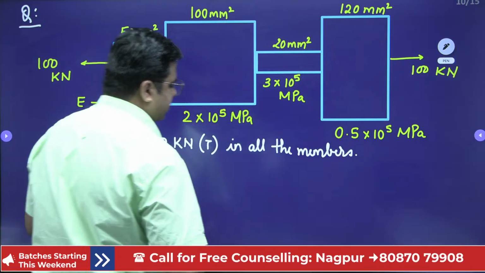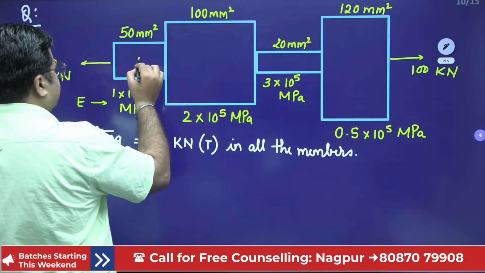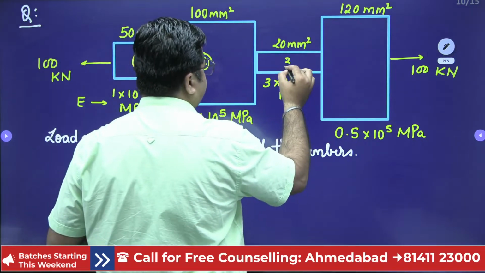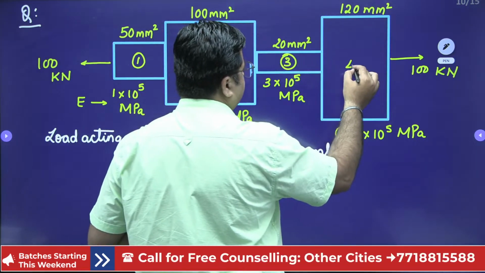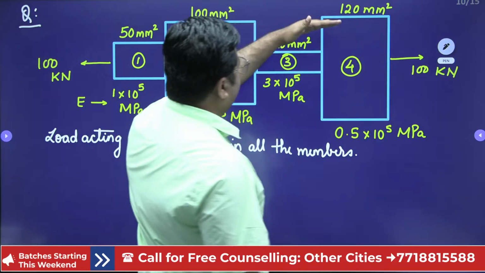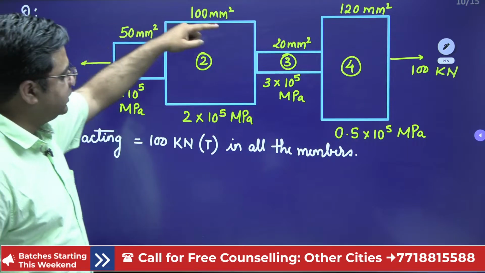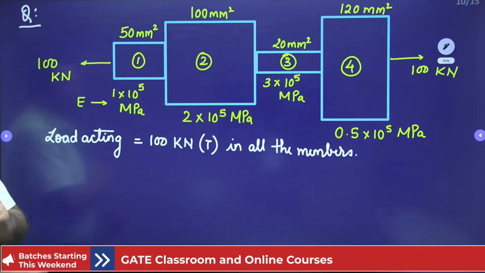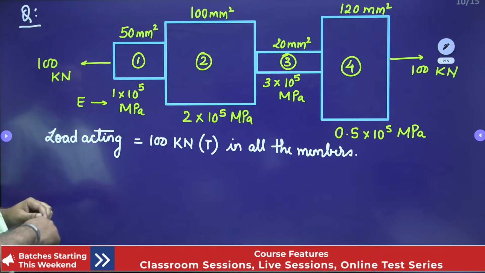In all the members, right? I'll just name these members. This is member 1, this is member 2, this is member 3, this is member 4. In the above part, I have written areas, and in the lower part, I have written the Young's modulus for all the members, right? We also want the length of the members.